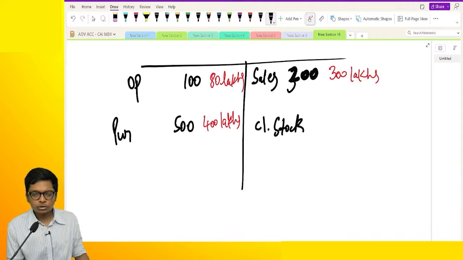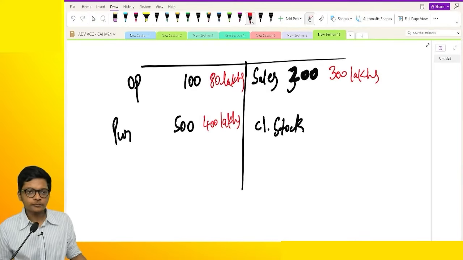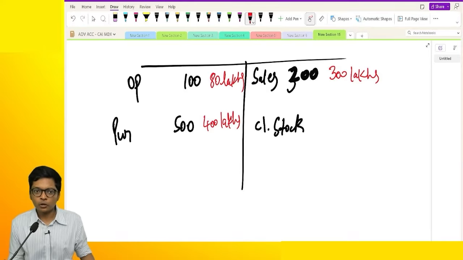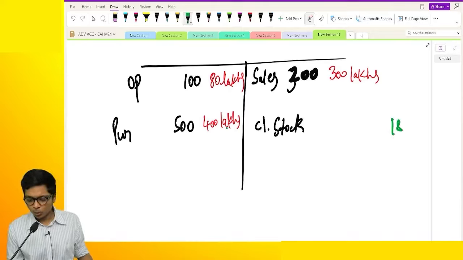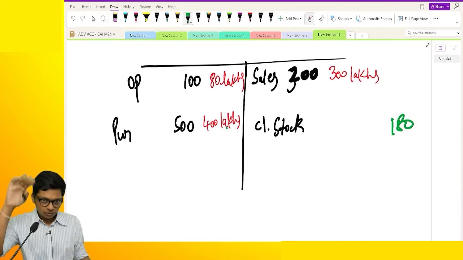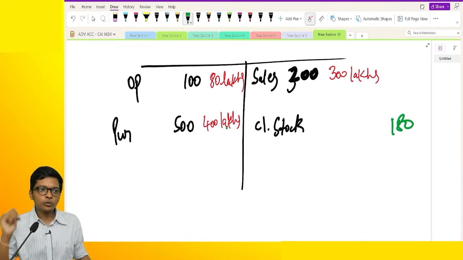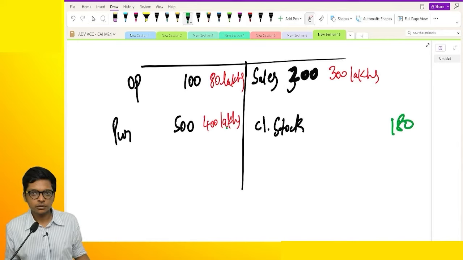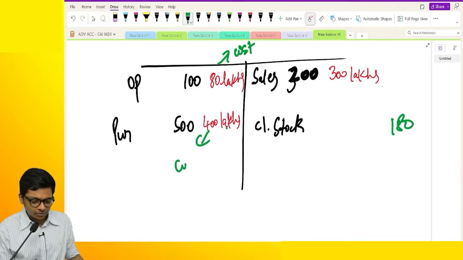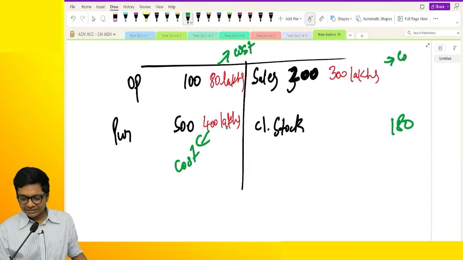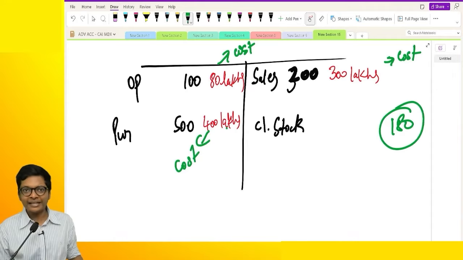Closing stock will be how much? How much, guys? Closing stock, how many? Someone said 400 plus 80, 480 minus 300, so 180. 180. How will it come? Won't gross profit come? Gross profit, guys, this is a cost. This is a criminal mistake. If you write the answer as 180, it's a crime.